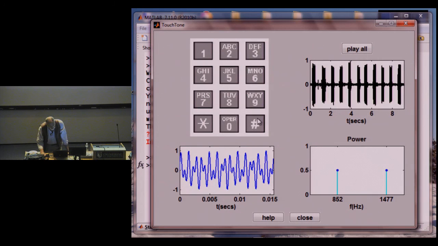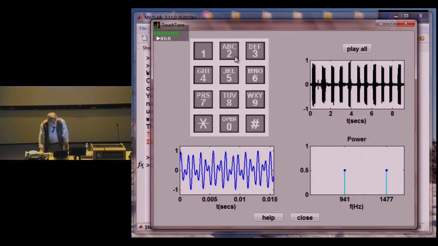So the keyboard here is a matrix, and the row and column indices indicate what the frequencies are. So that's how you generate tones. That's a synthesis of a touch-tone phone.